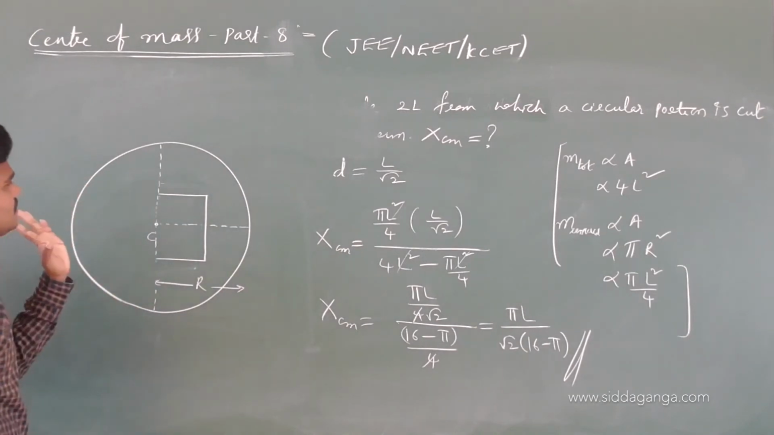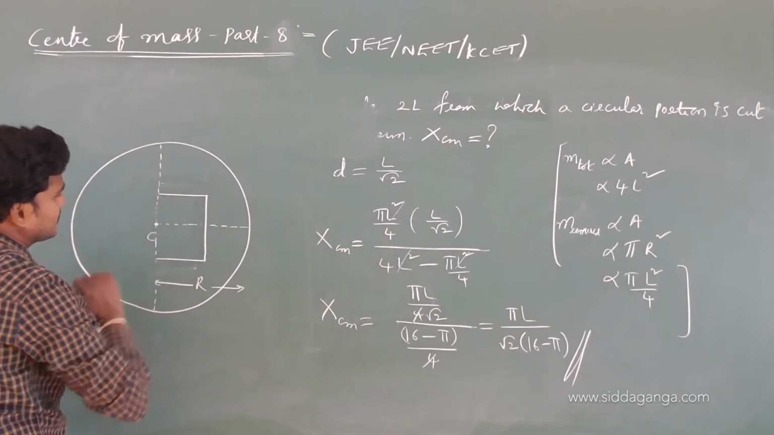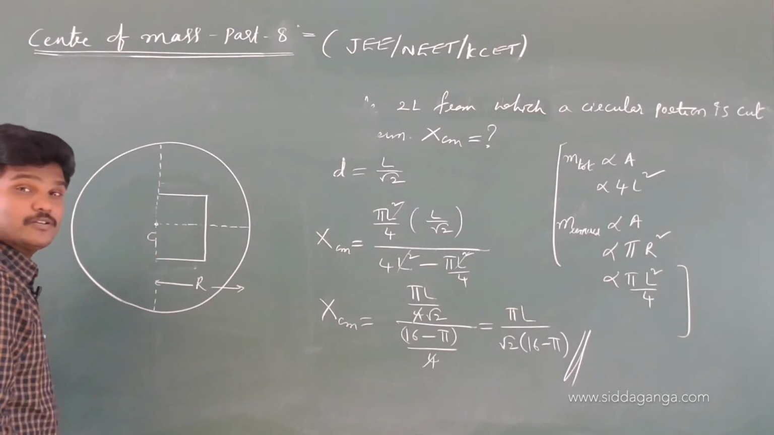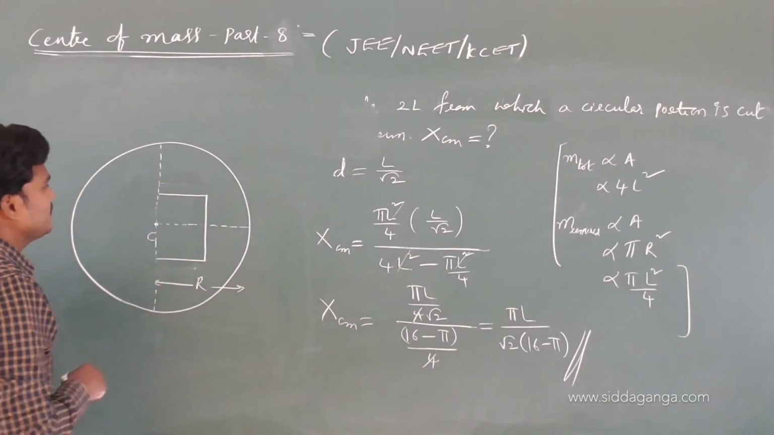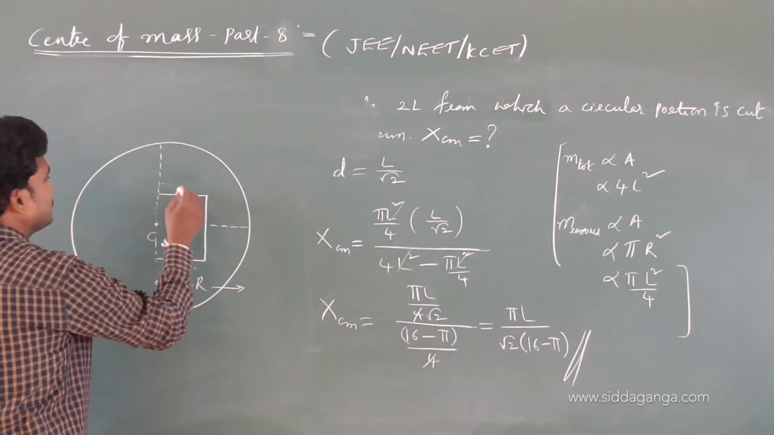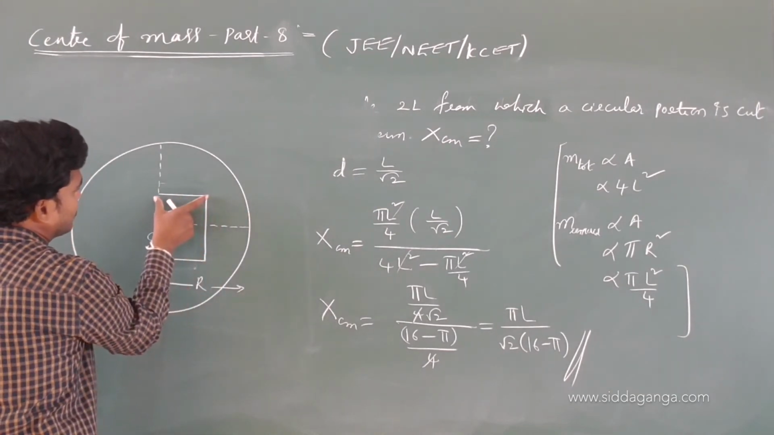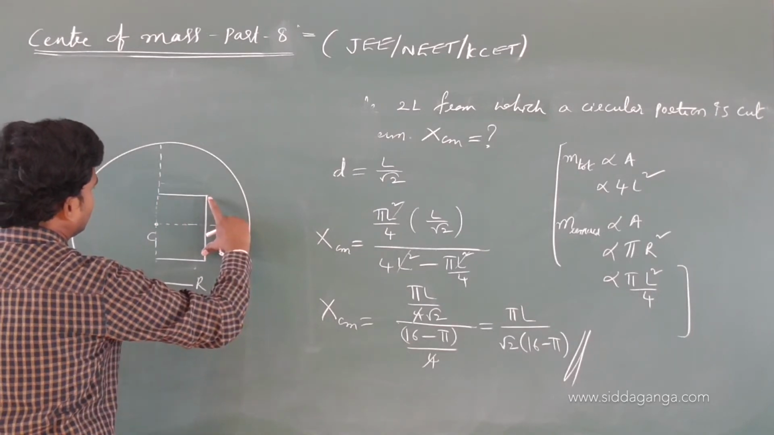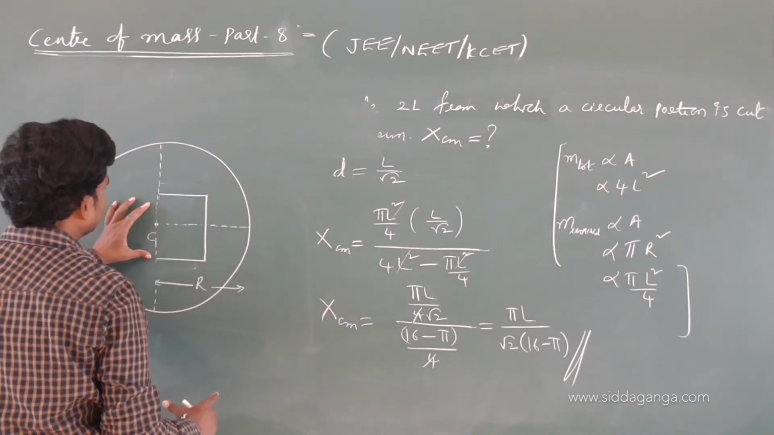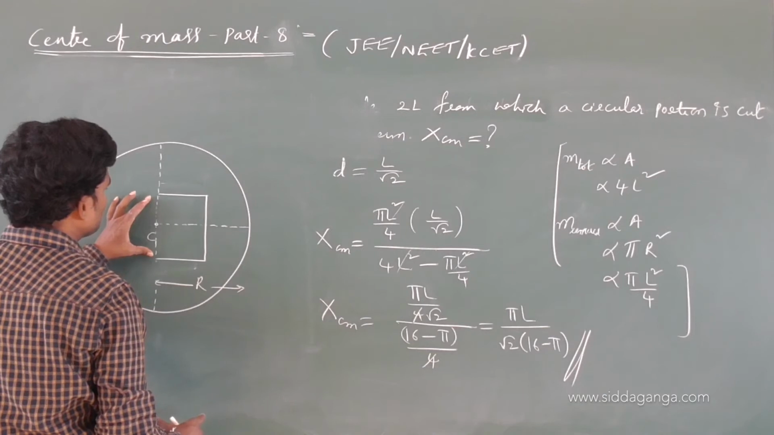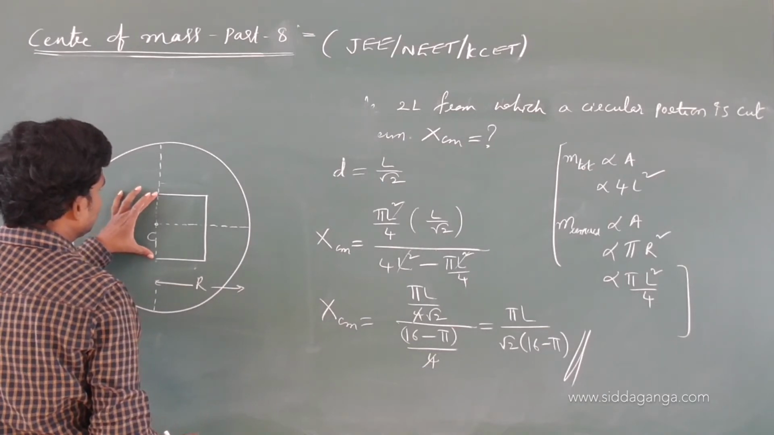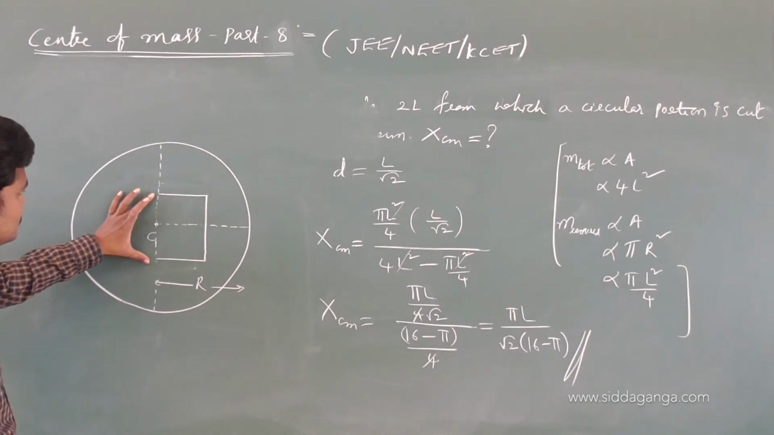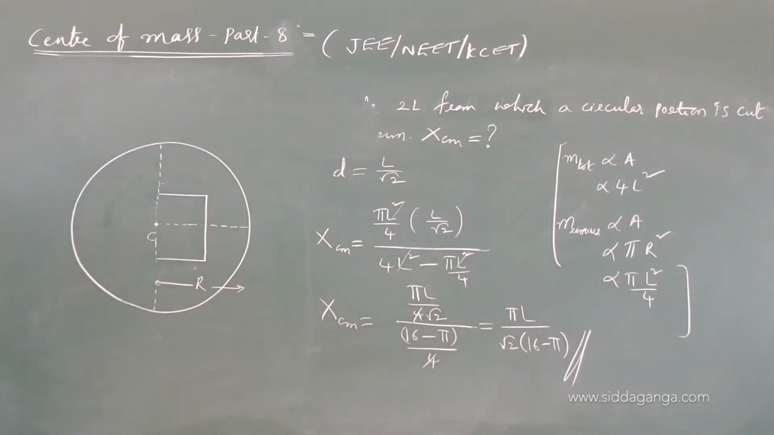See, they have given a circular disc whose radius is r. From this, a square plate of side r by 2 is cut. If I take up to here r by 2, how much is this value? This is r by 2, and this is going to be r. So it's not possible exactly.